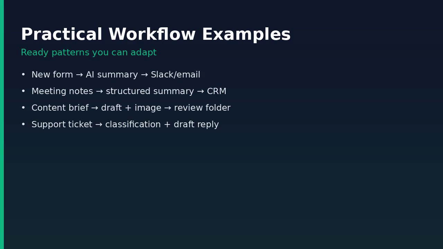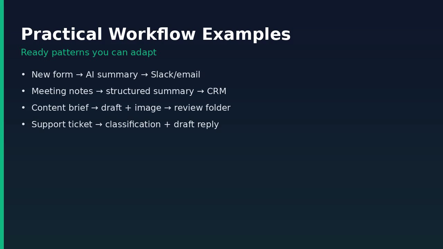Workflow 3. Content production support. A brief arrives in a shared folder or form. One branch generates a text draft with ChatGPT or Claude. Another branch creates a matching visual concept. Both assets land in a review folder with a notification to the owner. The human editor remains the final gate.